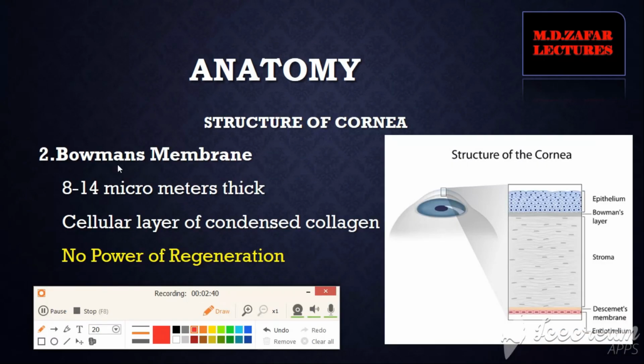Now we'll talk about Bowman's membrane. This is the Bowman's membrane. It is 8 to 14 micrometers thick. It is a cellular layer of condensed collagen, and it has no power of regeneration, so that on damage it will not be able to reconstruct or regenerate itself.